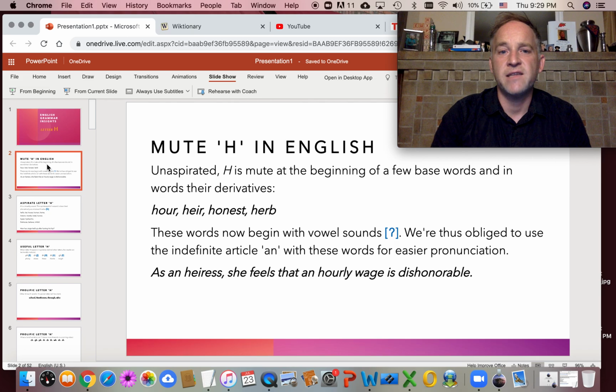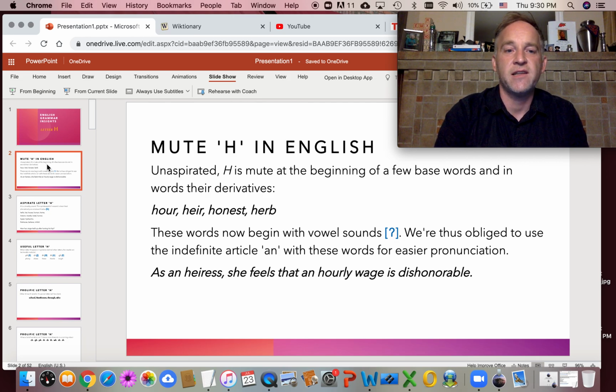Listen to this sentence. As an heiress, she feels that an hourly wage is dishonorable. Depending on your dialect, the way you will connect all these words, as an heiress, she feels that an hourly wage is dishonorable. So several glottal stops there. It's the words that begin with the vowel and the words that begin with the mute H, with the exception possibly of the word an itself.